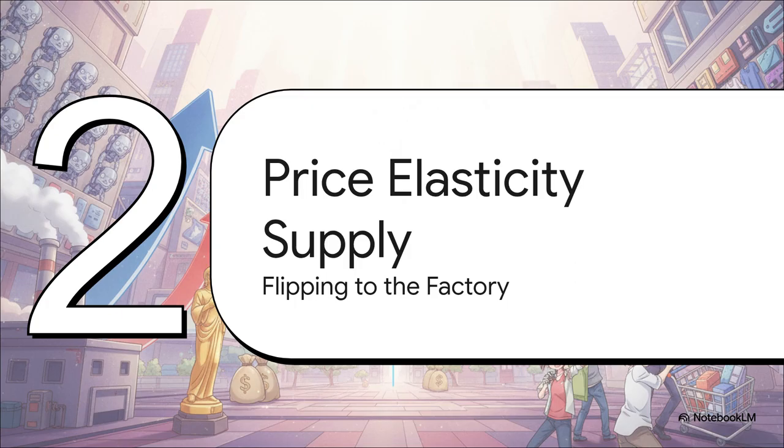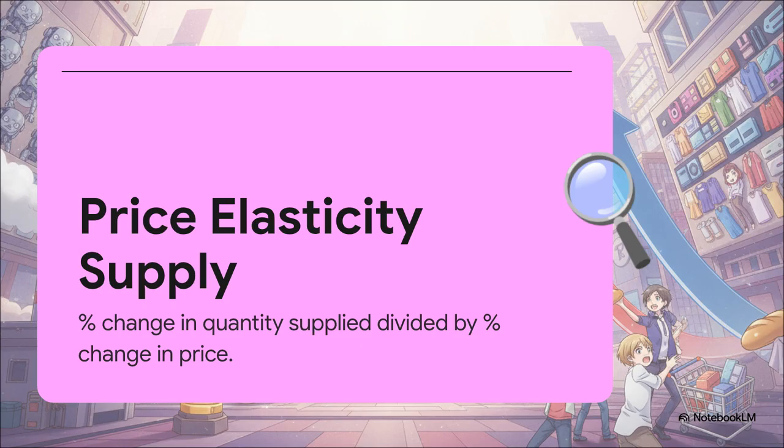Section 4. Price elasticity of supply, flipping the camera to the factory. All right, so this is the price elasticity of supply. The formula is the percentage change in quantity supplied divided by the percentage change in price. Simply put, this is our metric for how fast sellers can scale their output when financial incentives change.